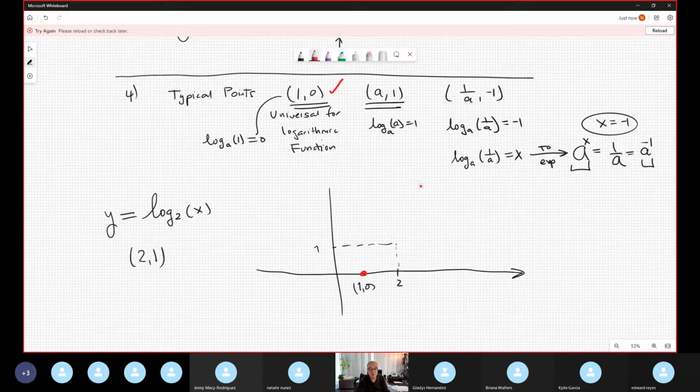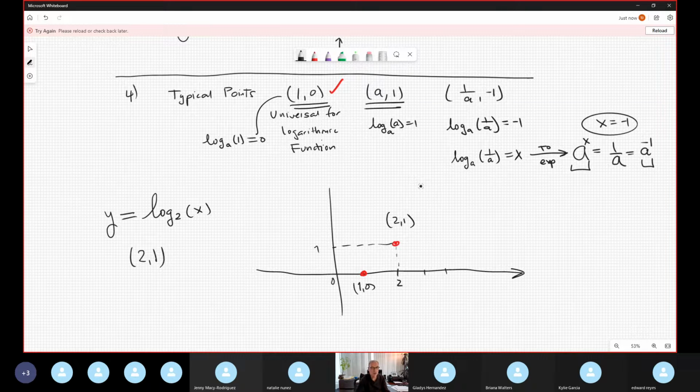I plot the second point. This point is the point 2,1. And we continue, if you want, always powers of 2. So 2, 4, 8, 16. That's all. What about between 0 and 1?